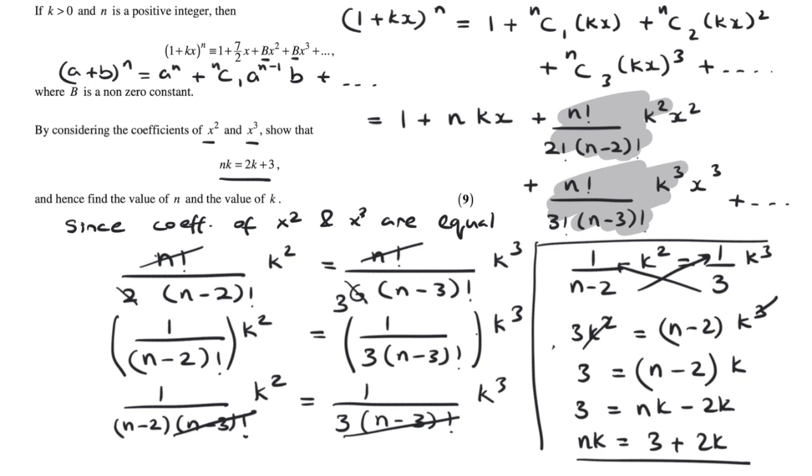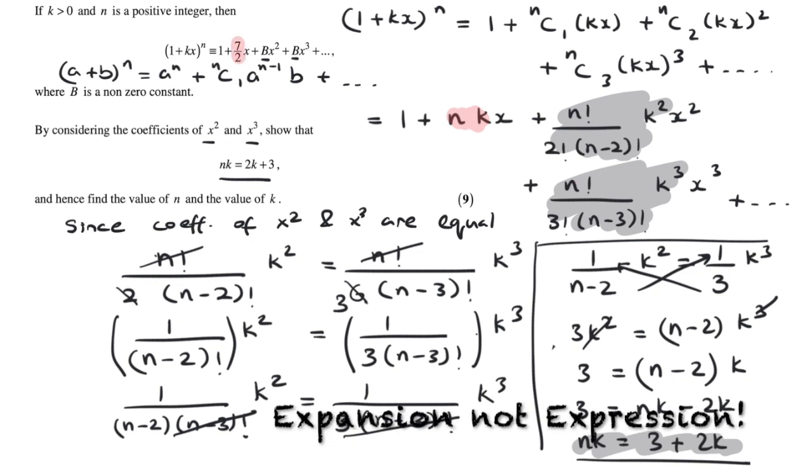Now, for the second part, I just have to work out the values of n and k. Because this equation contains both n and k, I'm going to need another equation so that I can solve it simultaneously with this one. So what can I use? Well, I do have one more thing, which is the coefficient of x, which in this case is nk, and from the right-hand side of my given expression, it's 7 over 2. So I can use that to my advantage.